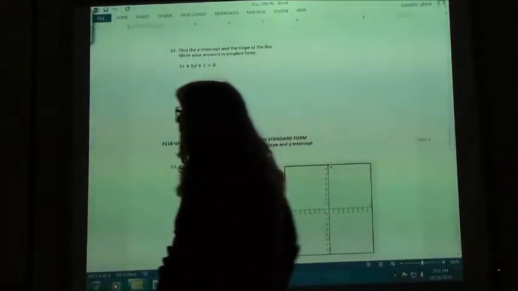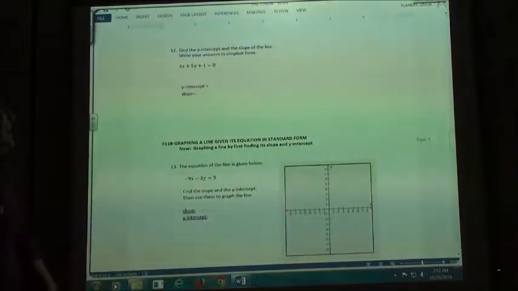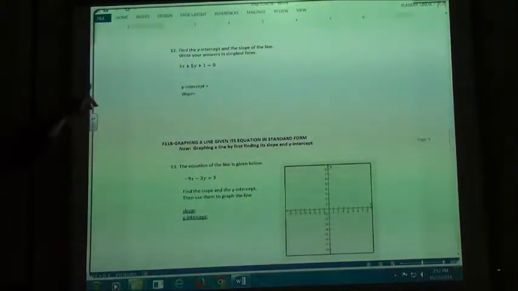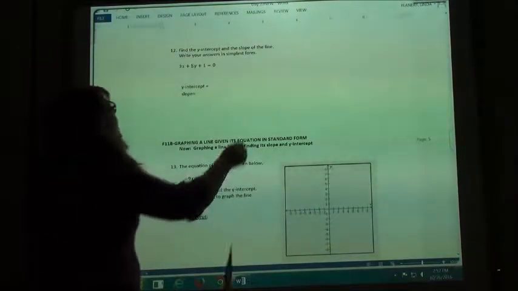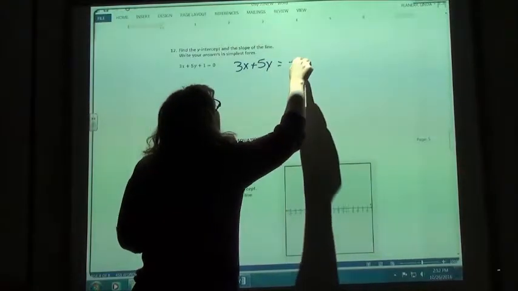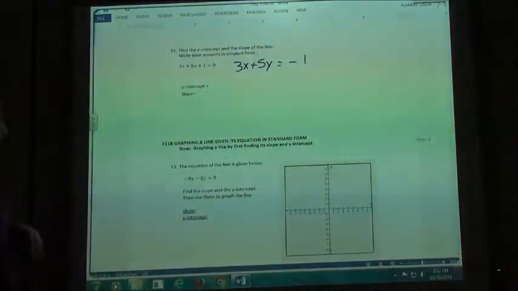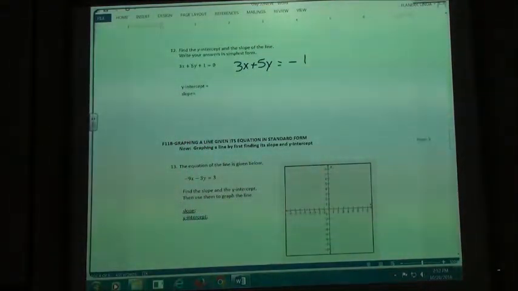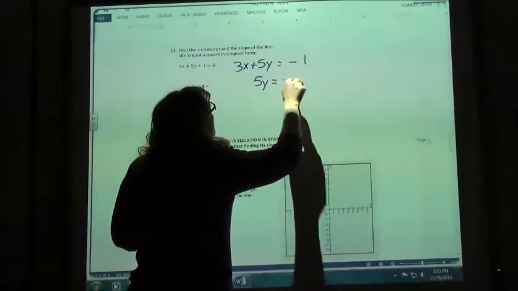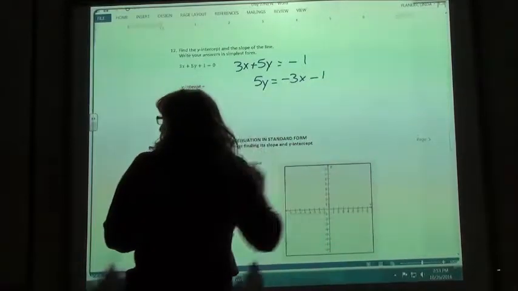Number 12, again on this one, I'm not quite in standard form. I'm going to make sure I'm in standard form before I start, so I'm going to move my 1 over to the other side. So I'm going to have 3x plus 5y equals negative 1. Now I really could have moved my x at the same time because I want to get the y by itself. So 5y is going to equal negative 3x minus 1.